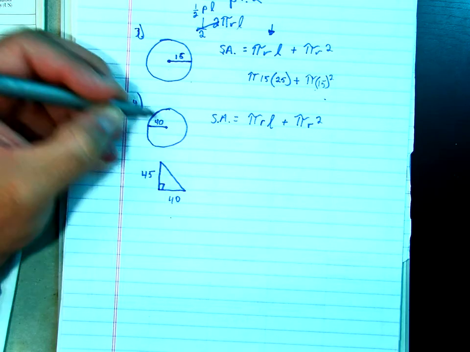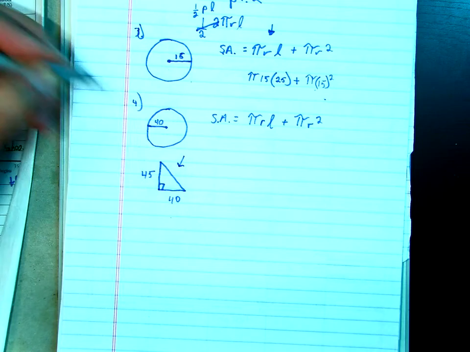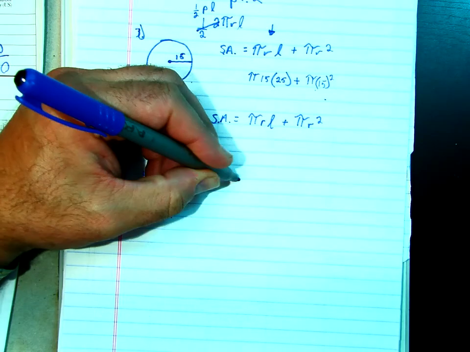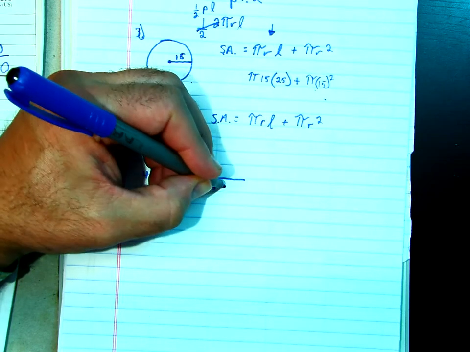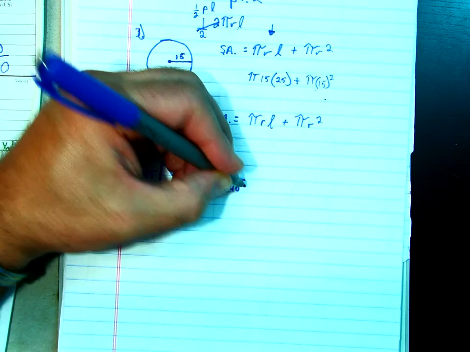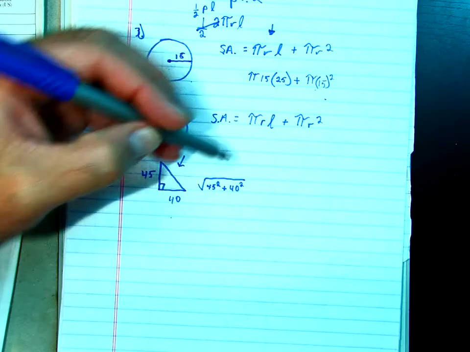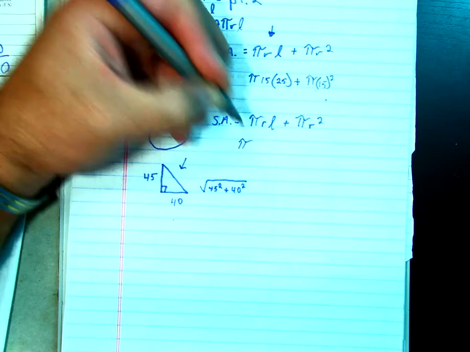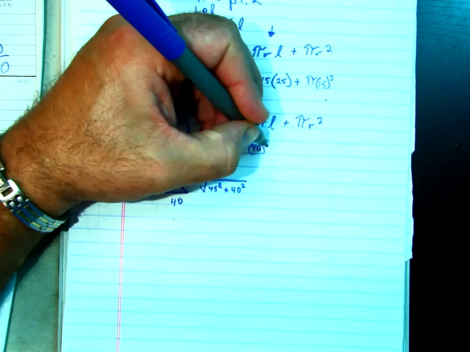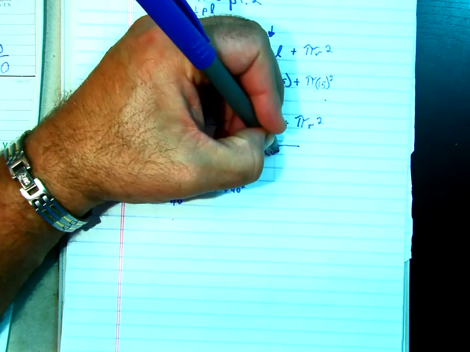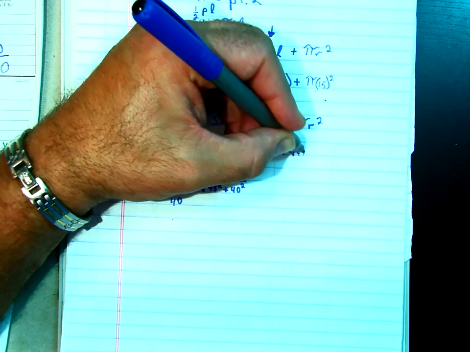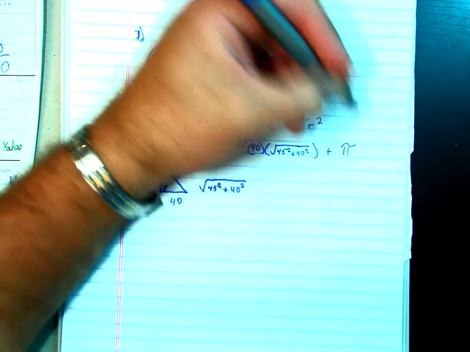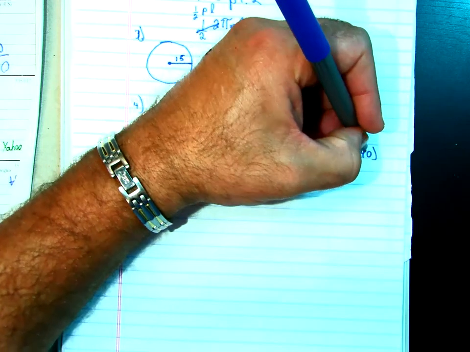And then I do a squared plus b squared equals c squared, and I square root it, and that's what I'm trying to find there. So we know that it's 45 squared plus 40 squared. I take this and plug it in for my slant height. So I write the formula like this: pi times 40 times the square root of 45 squared plus 40 squared, plus pi times 40 squared.